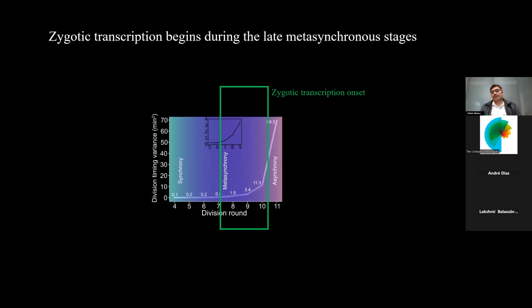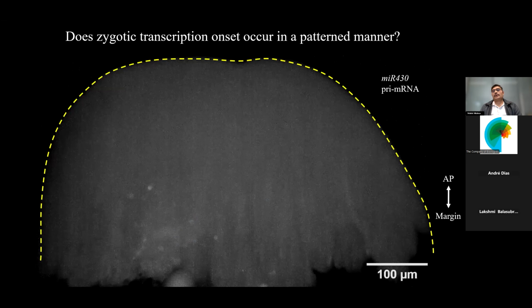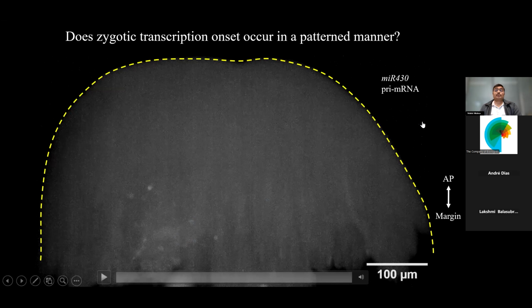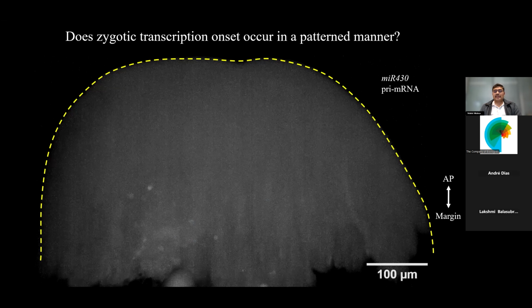One of the most important events that happens when the embryo is gradually descending from metasynchrony to asynchrony is the onset of zygotic transcription. Zygotic transcription onset has been shown previously to be dependent on both cell cycle length and cell size. Therefore, I wanted to test if zygotic transcription onset is patterned in a manner dependent on these gradients. To that end, I labeled MIR430 mRNA, which is one of the first and most abundantly expressed zygotic genes.